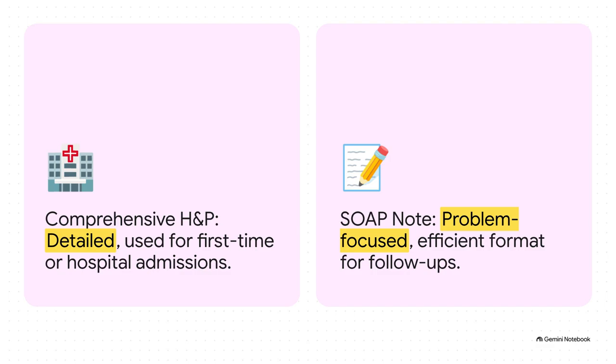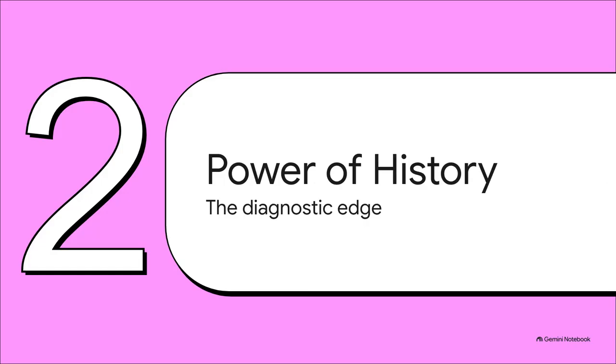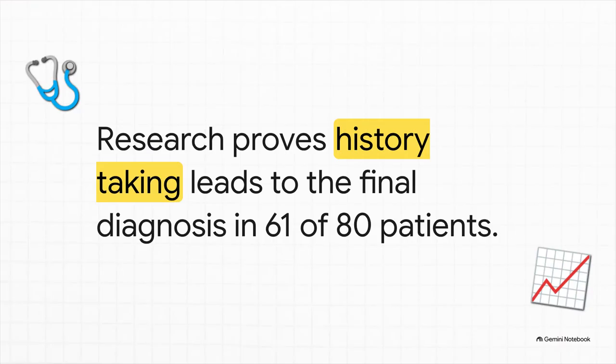Which brings us right to Section 2, the diagnostic power of history, and why it gives us the diagnostic edge. This really perfectly illustrates why that subjective S in the SOAP note is the foundation of everything. Research by Hampton back in 1975, which was later validated by Peterson and colleagues in 1992, tried to quantify the contributions of history taking versus physical exams and lab tests.